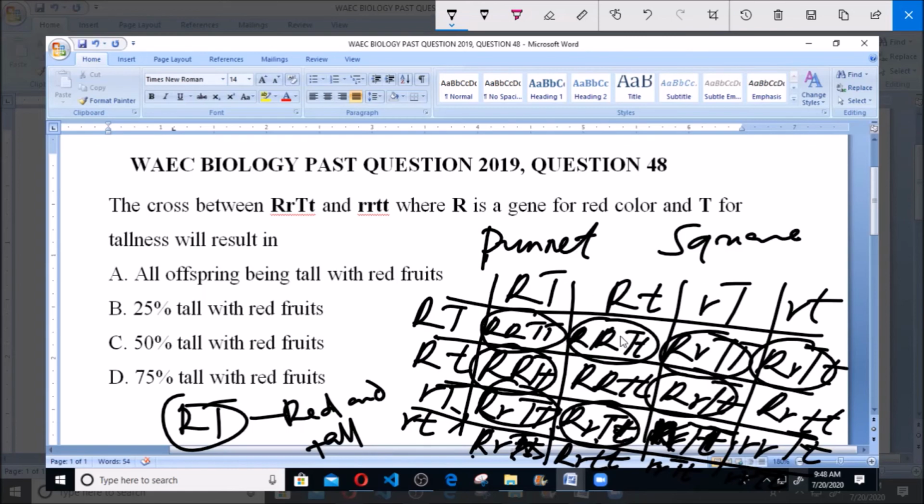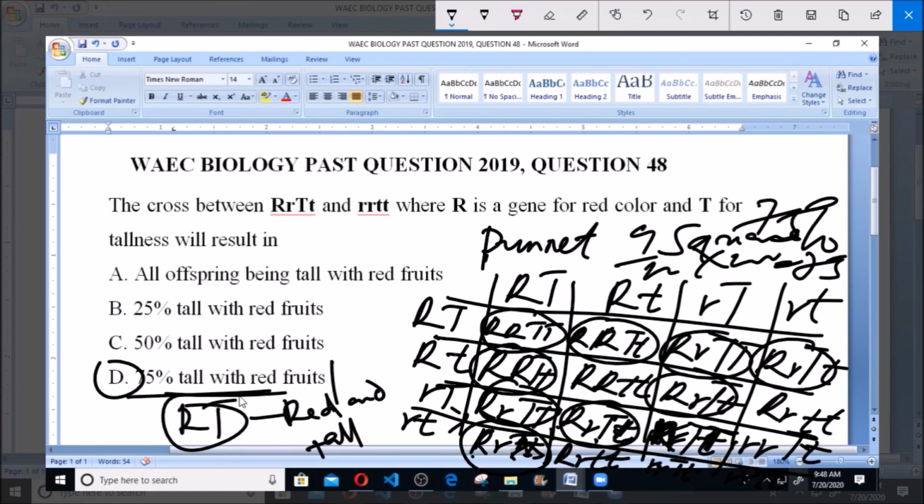So we have 1 2 3 4 5 6 7 8 9. So in this particular cross diagram, 9 have capital R and capital T. Meaning 75%, because 9 over 12 times 100 gives you 75. So 75% of these fruits are tall with red fruits. So your answer is D. 75% are tall with red fruits.